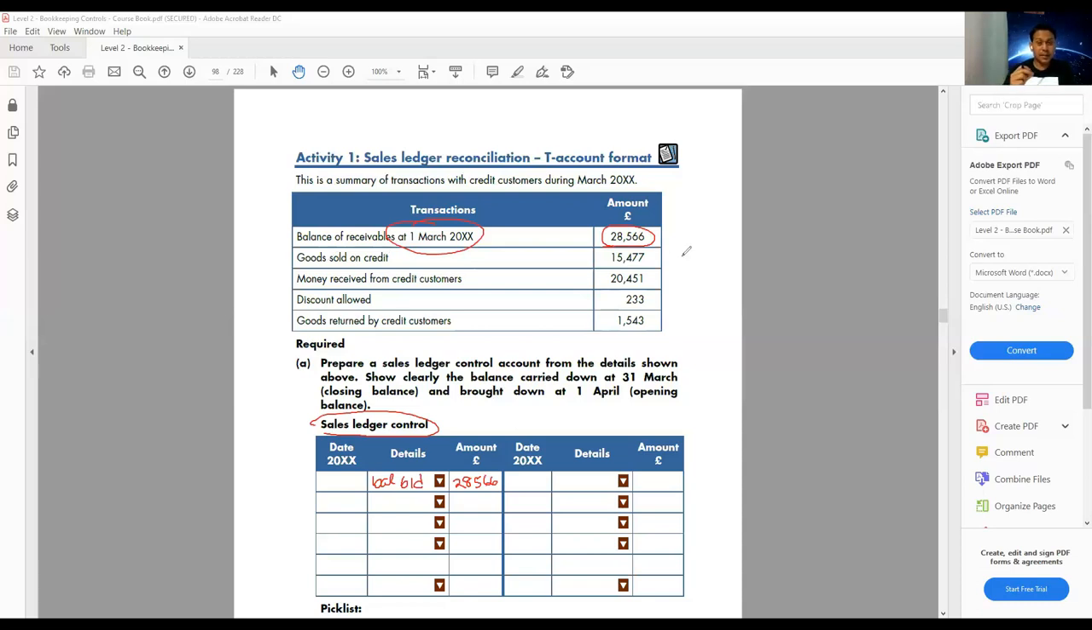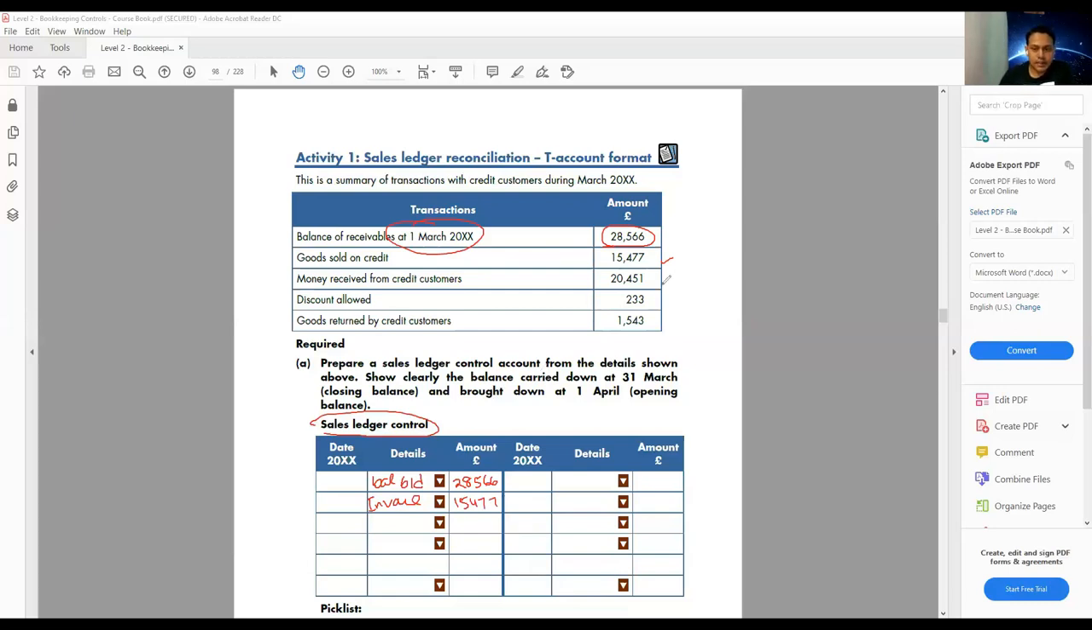So I make more sales to my credit customer. What happened? That will increase my asset, isn't it? If I make more sales to the credit customer, I'm expecting more money from the customer. That will increase my asset. So I'm going to write it down on the debit side again, and I'm going to write invoice. That is 15,477.